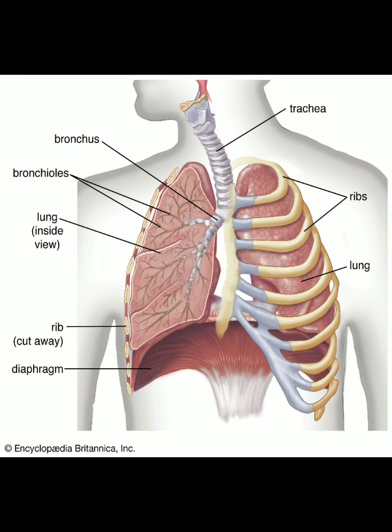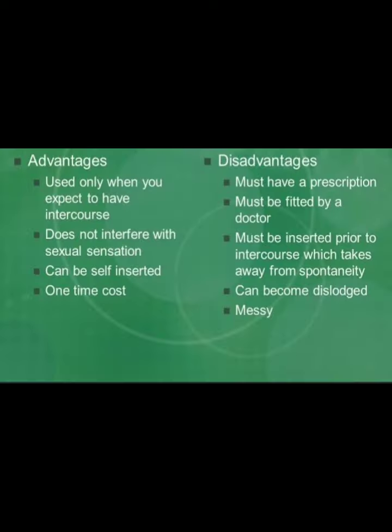Diaphragm. The diaphragm, located below the lungs, is the major muscle of respiration. It is a large dome-shaped muscle that contracts rhythmically and continually, and most of the time, involuntarily. Upon inhalation, the diaphragm contracts and flattens. The advantage and disadvantage of the diaphragm.